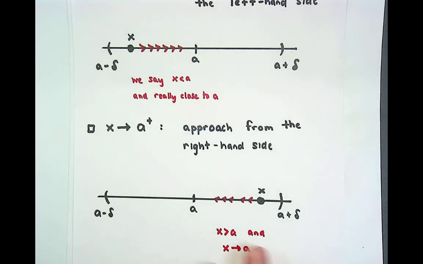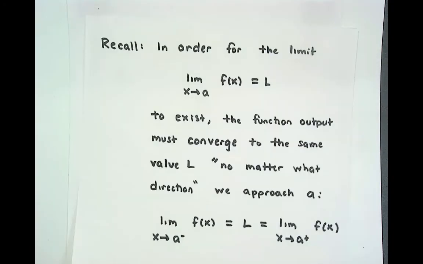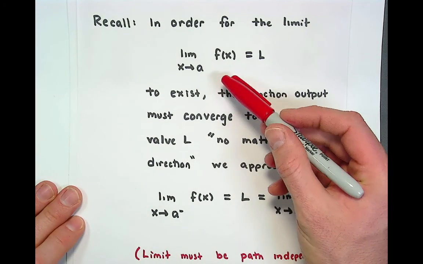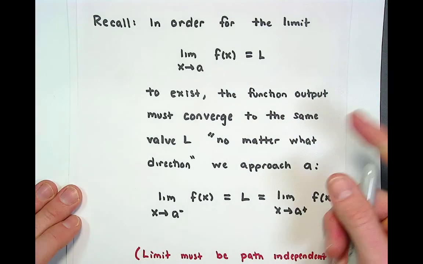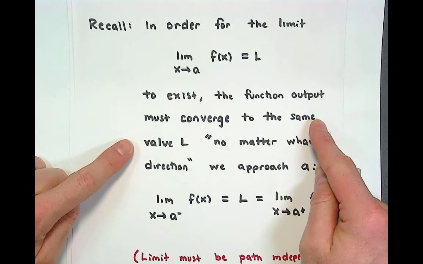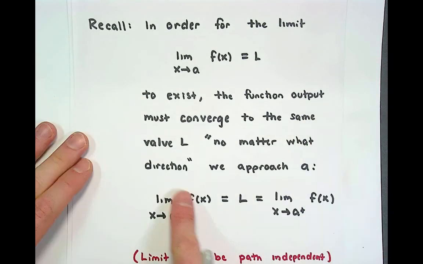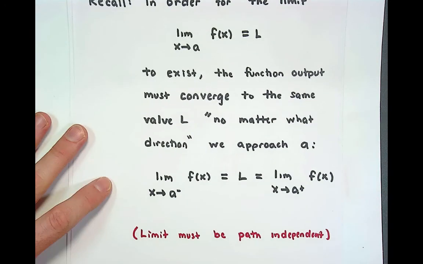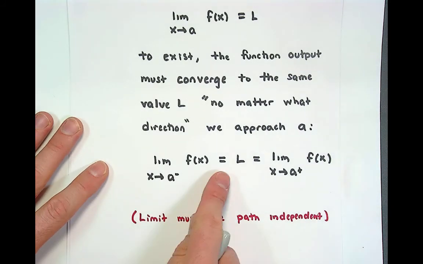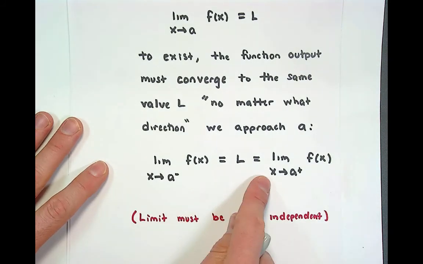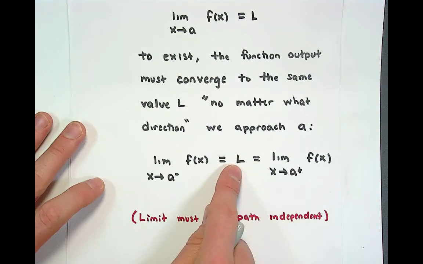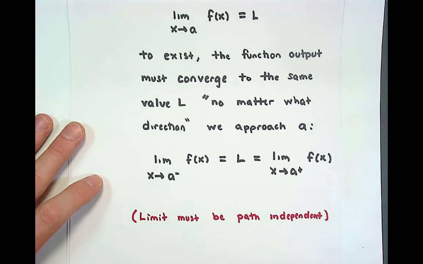We had a theorem that said that in order for the limit as x approaches a of f of x to equal L, the function output, the f of x value, must converge to the same value L no matter what direction we approach a. In other words, the left-hand limit is equal to L and the right-hand limit is equal to L. And we said that as long as this is true, then the limit exists.